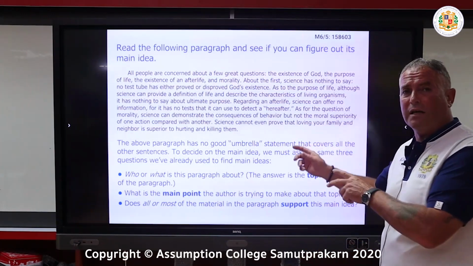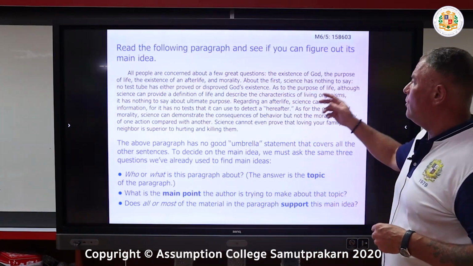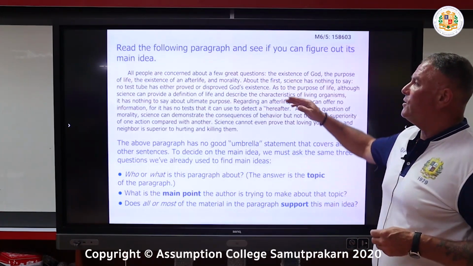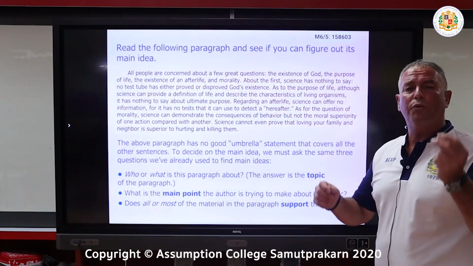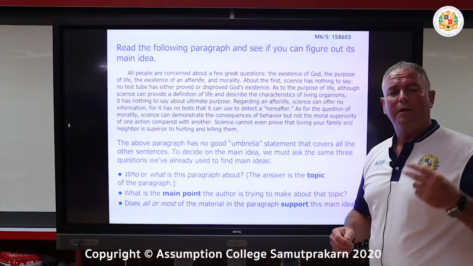So I want you to read that, okay, and look at all the details. It's not going to be one sentence. You've got to look at all the sentences and then put them together to come up with the main idea.